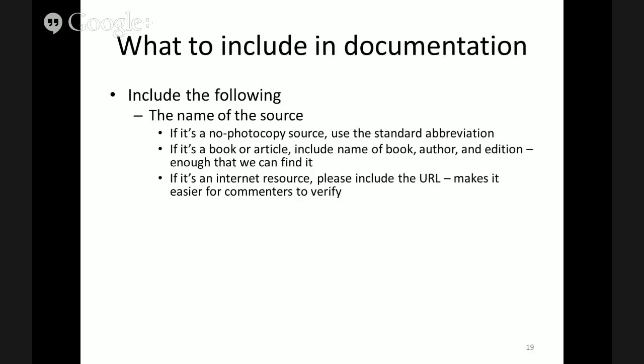All right, so what do you include? The name of the source. If it's a no photocopy source, it has a standard abbreviation that's listed in that same administrative handbook, Appendix H. If it's a book or an article, include the name of the book, the author, and the edition. We're not looking for full Chicago-style citations. We don't really care who the publisher is. But do make sure there's enough to be able to find the book. Name of the book, author of the book, the edition. If it's an internet resource, please include the URL. Makes it much easier to find.